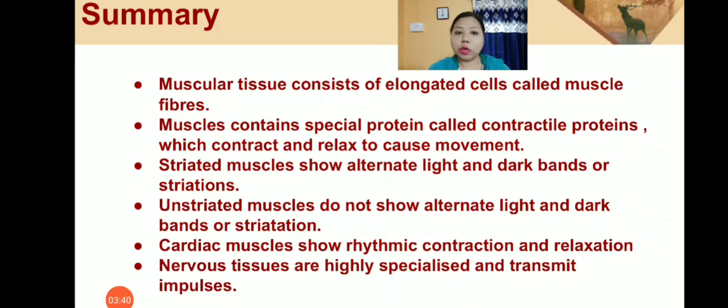Unstriated muscles do not show any alternate light and dark bands or striations. Cardiac muscles show rhythmic contraction and relaxation throughout life. And the nervous tissues are highly specialized and transmit impulses from one part of the body to another.